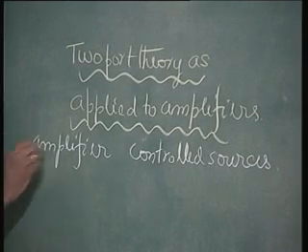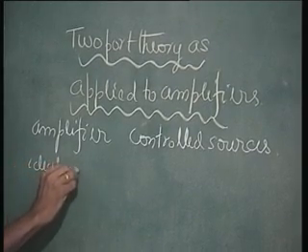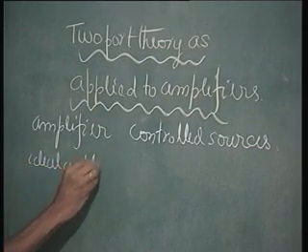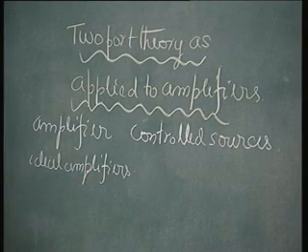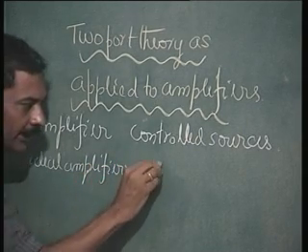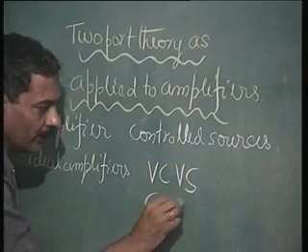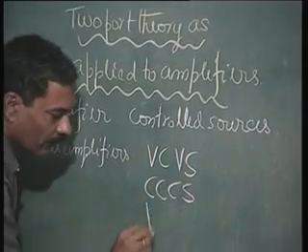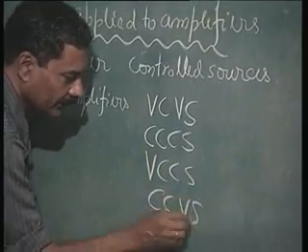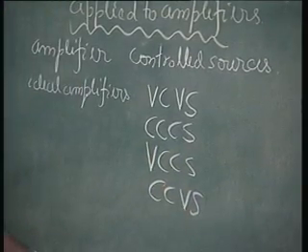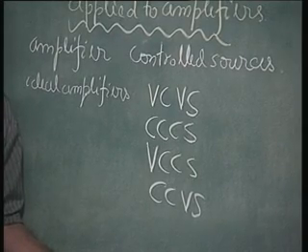And therefore ideal amplifiers are the following: voltage controlled voltage source, current controlled current source, voltage controlled current source, and current controlled voltage source. These are the 4 types of amplifiers that can be designed.